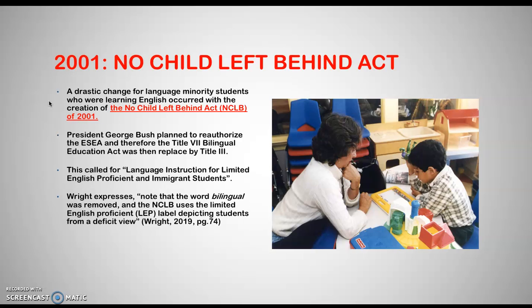I pulled an important quote from the book that has to do with the No Child Left Behind Act. It states, "Note that the word bilingual was removed, and the NCLB uses the Limited English Proficient LEP label depicting students from a deficit view." And that's from Wright 2019, page 74.